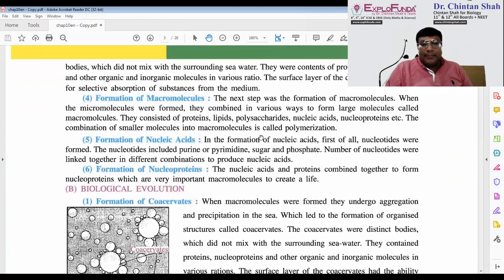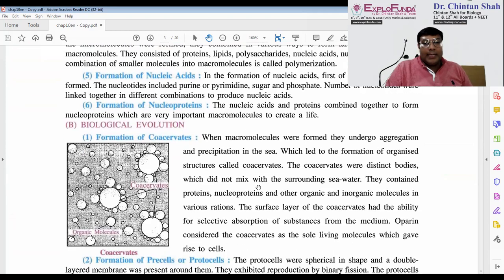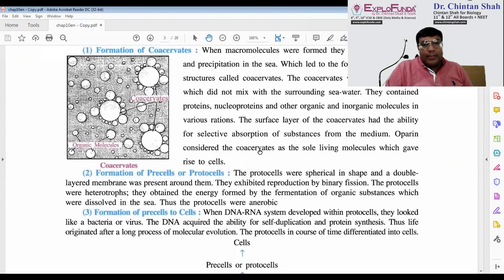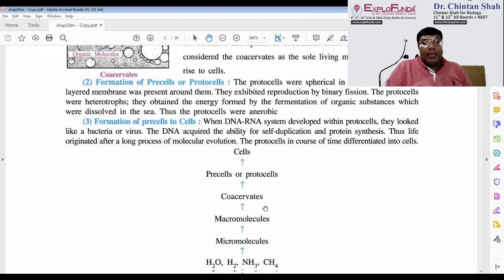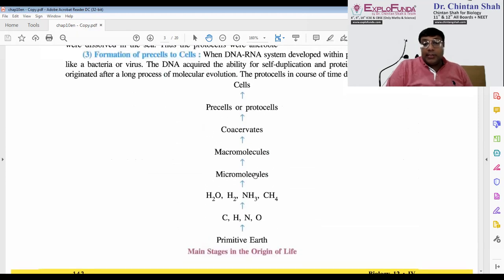Okay, this is the Oparin-Haldane hypothesis: origin of Earth, formation of water, ammonia, methane, then formation of micromolecules, small molecules, then macromolecules, formation of nucleic acid, nucleoprotein, formation of coacervates, and so on. Actually, this is what I love a lot. Primitive Earth: carbon, hydrogen, oxygen, nitrogen, water, hydrogen, ammonia, methane. Micromolecules gave rise to macromolecules.